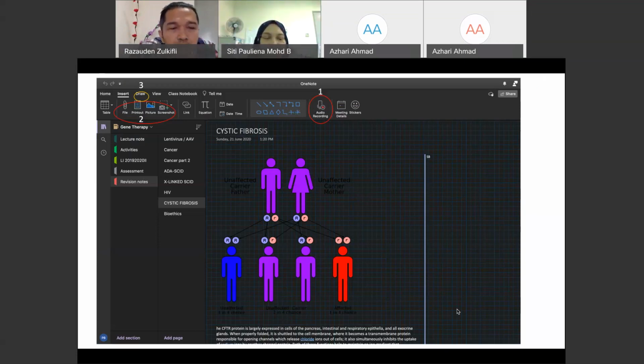Okay, lepas tu kita boleh letak print out, letak gambar, letak screenshot, macam-macam lah. Macam yang dekat yang saya bulatkan dekat nombor 2 tu. Okay, dan kita boleh lukis. Lukis lah macam-macam lukisan apa pun yang kita rasa kita suka nak lukis yang berkaitan dengan pengajaran. Sebabnya nanti kita boleh record benda ni dan kita boleh share dengan student.